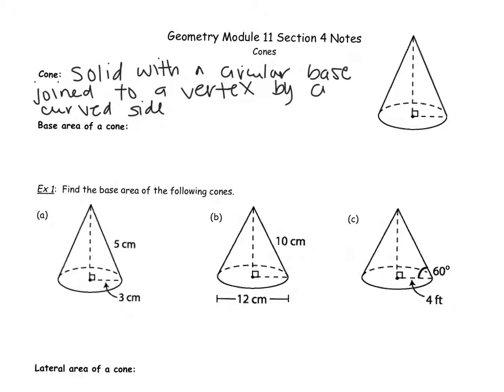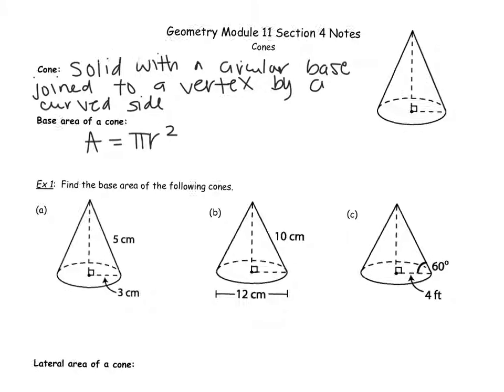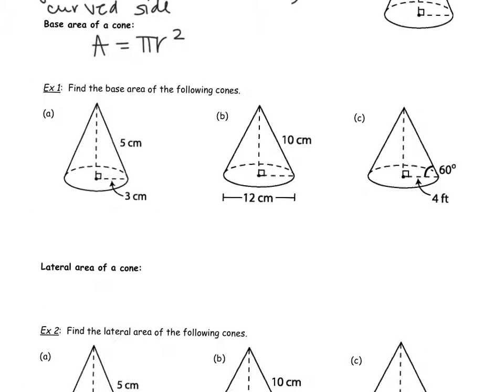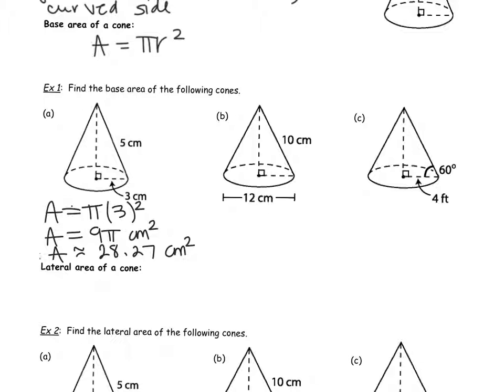So when you're finding the base area of a cone, because the base is a circle, the area of a circle is just pi r squared. So when we go to find the base area of our cones, all we have to do is use our area formula for a circle. So it's going to be pi times our radius 3 squared. So our area is going to be 9 pi centimeters squared, which is approximately 28.27 centimeters squared.